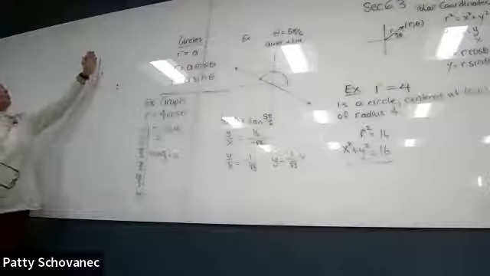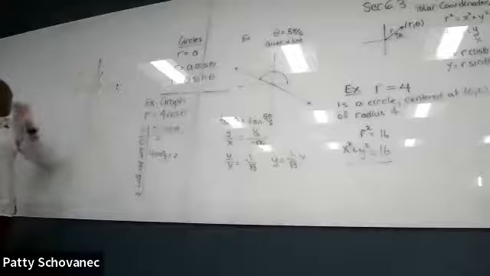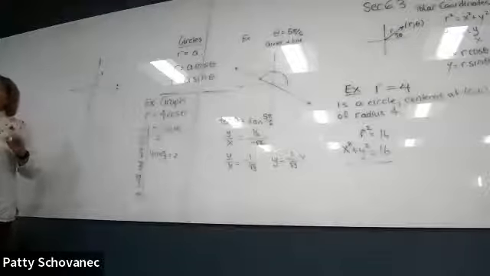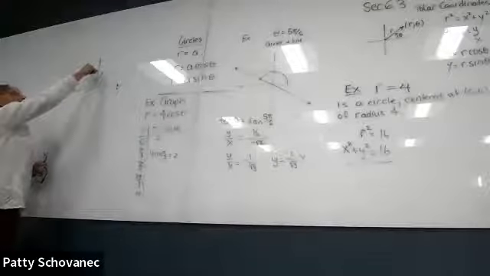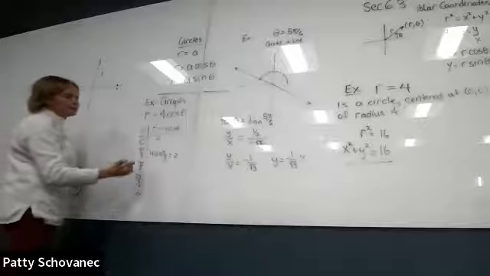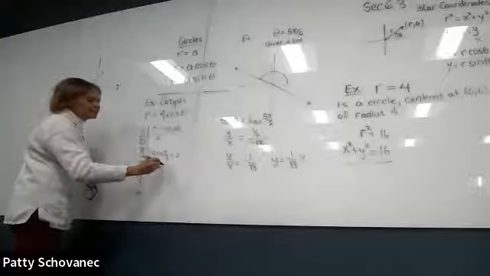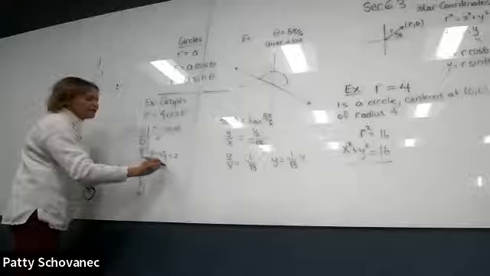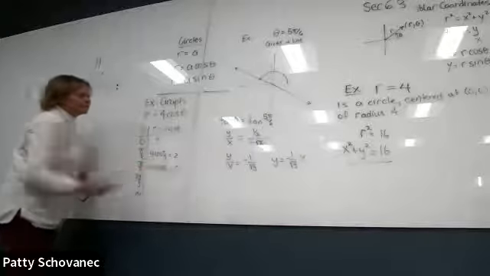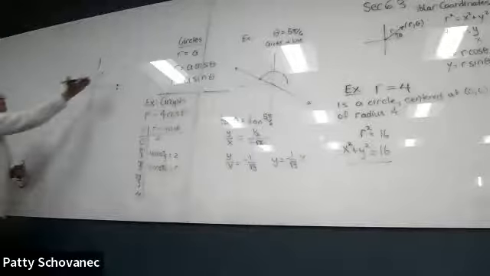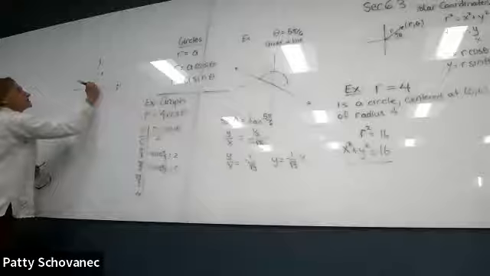Now I have a ray coterminal with the positive y-axis. So when my angle lands my ray right here, the point that is plotted is 4 times the cosine of pi halves. Quick, what is the cosine of pi halves? 0. And 4 times 0 is 0. So when my ray is here, it plots this point right here.